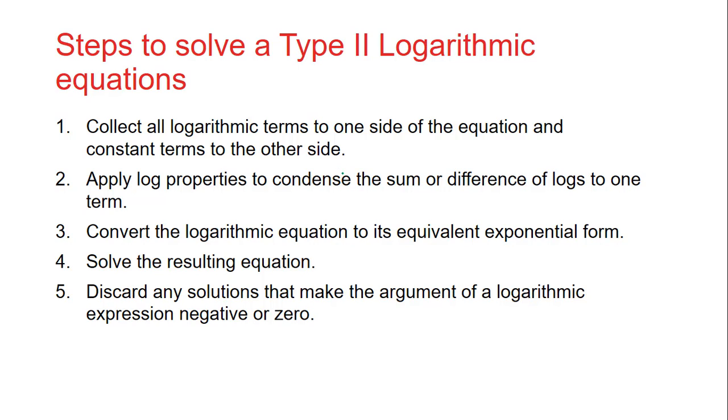Again, the steps outlined are: collect all log terms to one side, constants to the other. Then we will apply the log properties to condense the sum or difference of logs to one term. And then we'll convert that logarithmic equation to its equivalent exponential form, solve the equation, and then discard any of our extraneous solutions, which are values that make the log expression negative or 0.